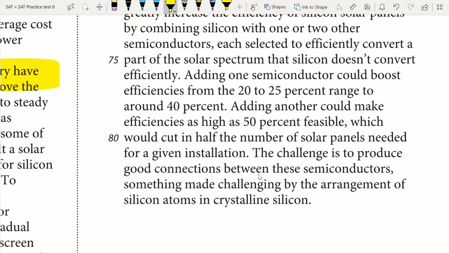The challenge is to produce good connections between these semiconductors, something made challenging by the arrangement of silicon atoms in crystalline silicon.